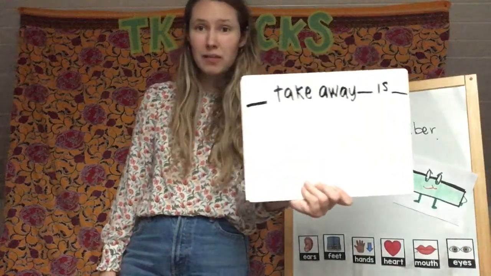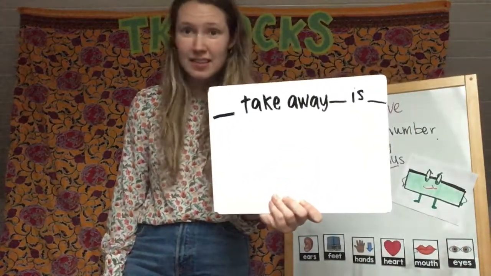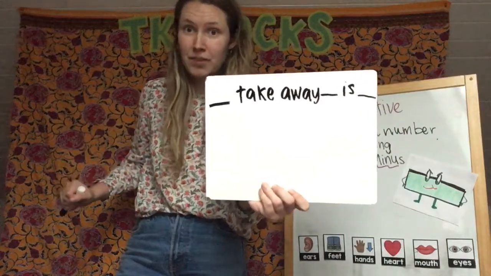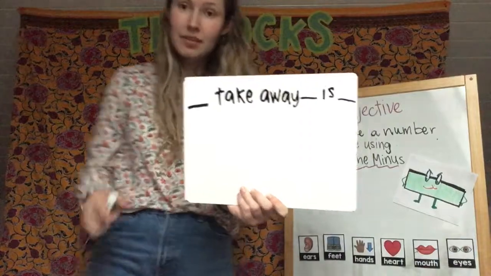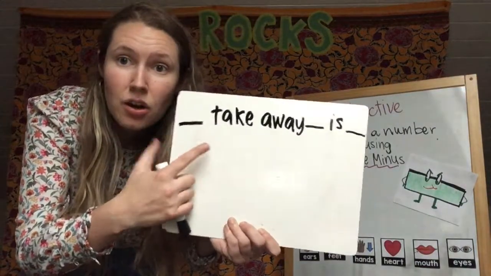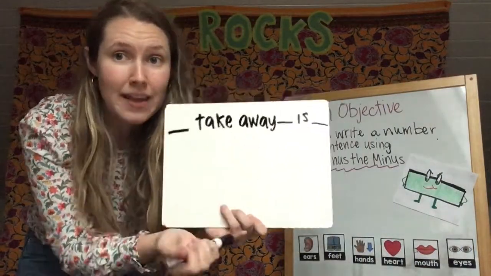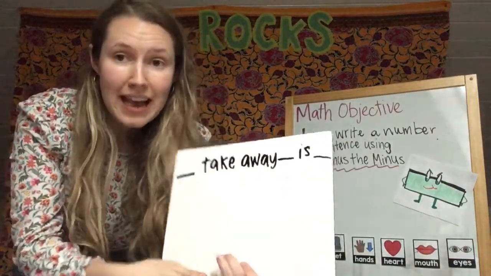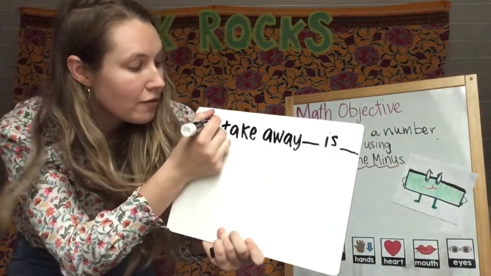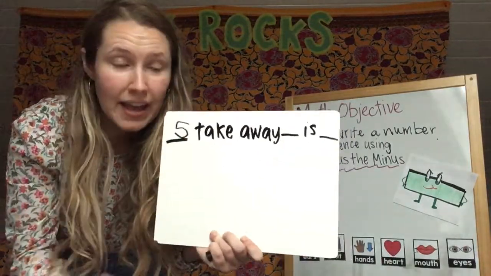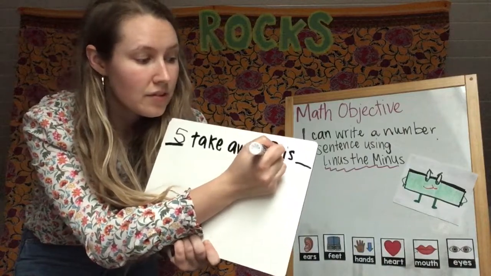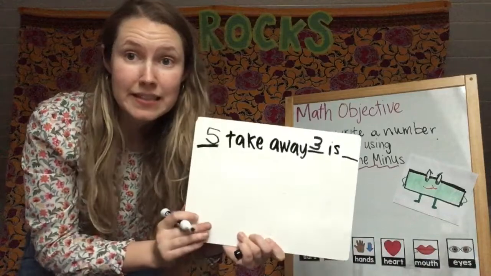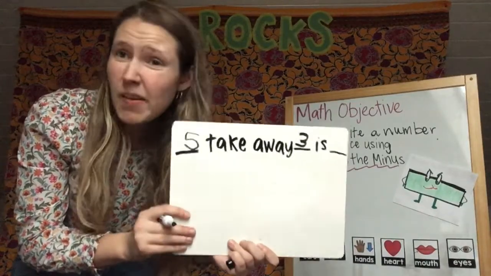But when we're talking about Linus the Minus, he's not putting things together. He's taking them away. We call that subtraction. We're going to be subtracting. With Linus the Minus, we're using the words take away. And I'm going to show you what that would look like. What if we had 5 and we took away 3? 5 take away 3 is, and we know is means equals. So let's go ahead and figure this out.